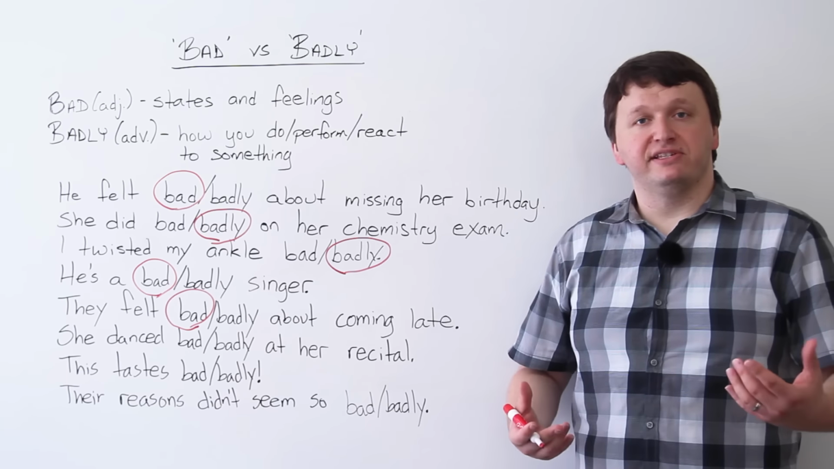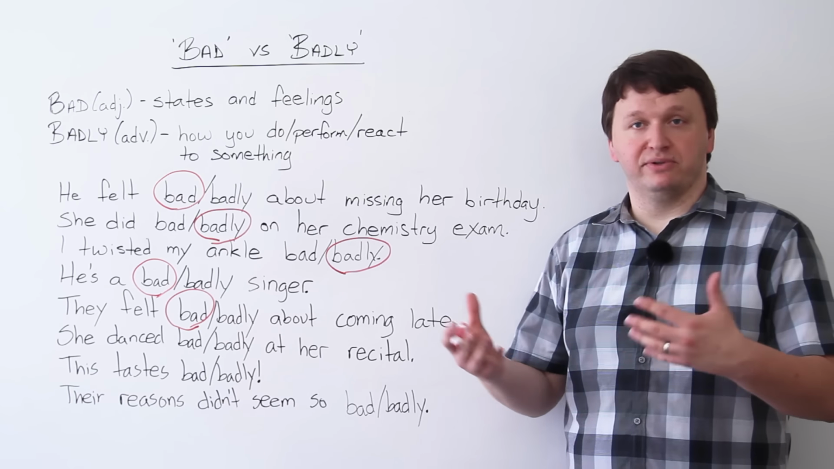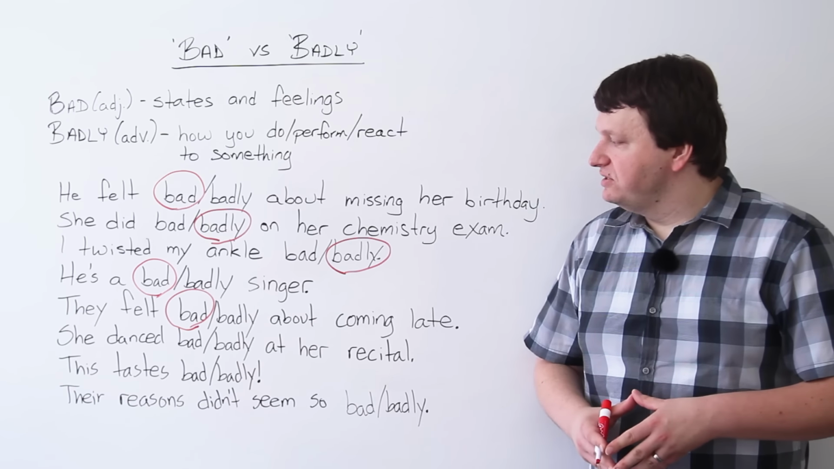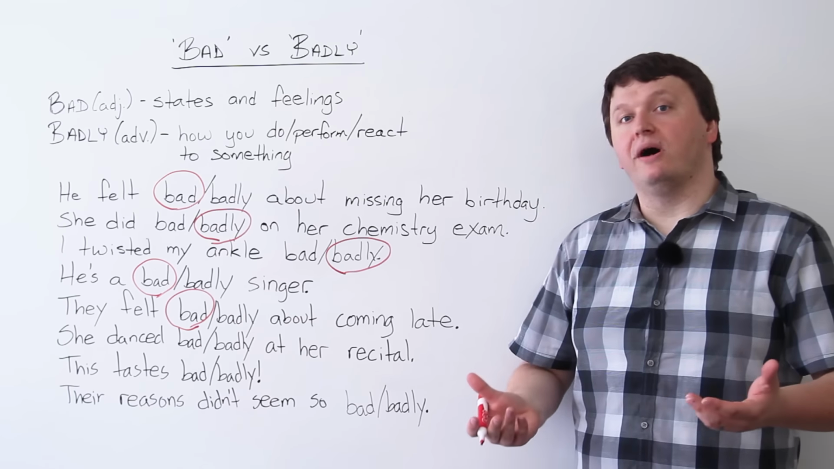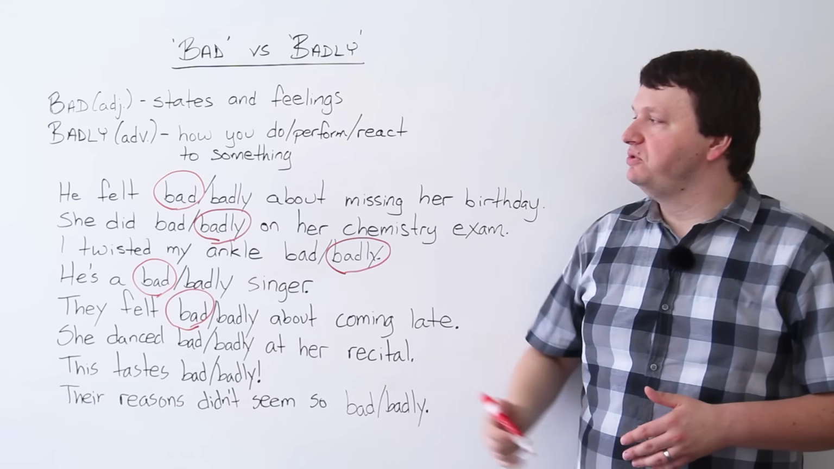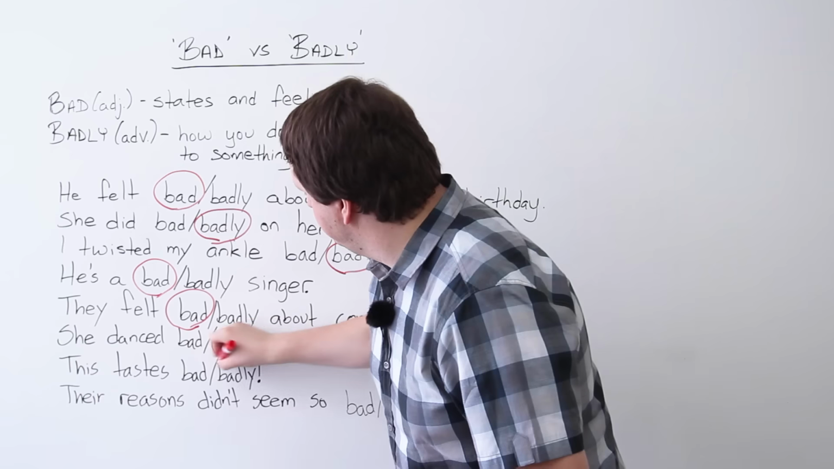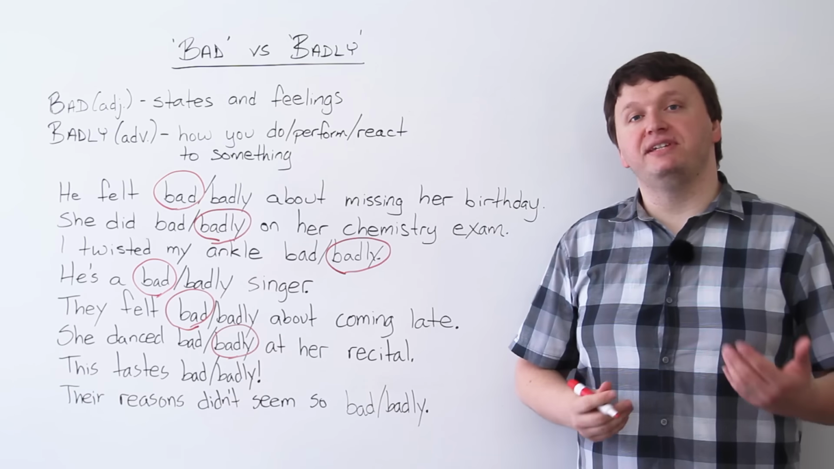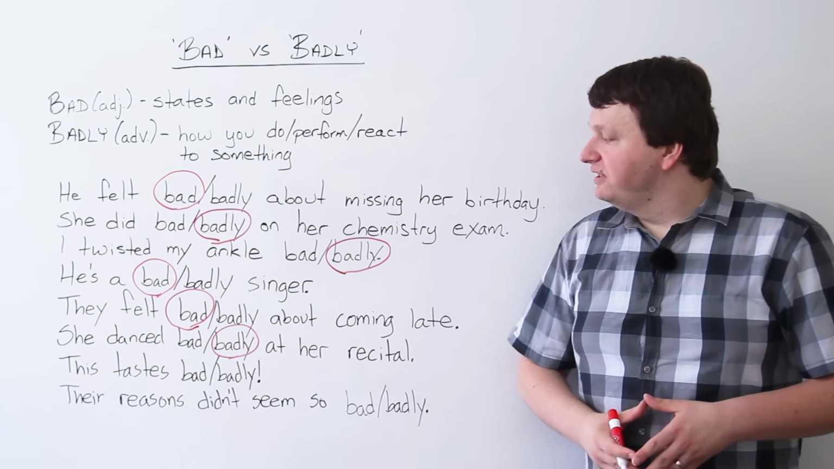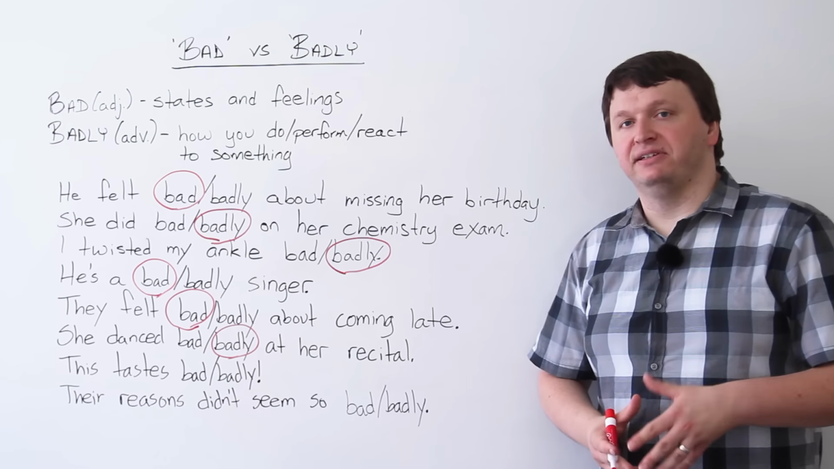So maybe she dances ballet and they had a performance. A performance is like a recital. And she danced, you're talking about the quality of her dancing. So how you perform something, how you do something is, in this situation, badly. So how did she dance? She danced badly. Now, this tastes bad or this tastes badly.